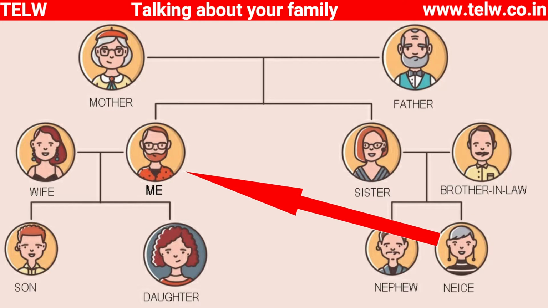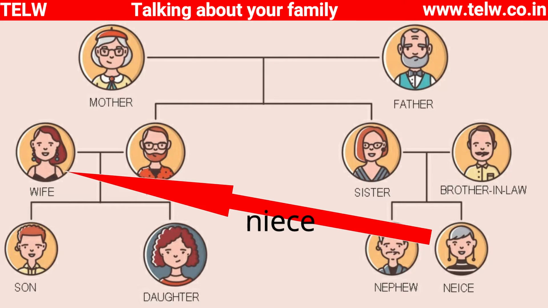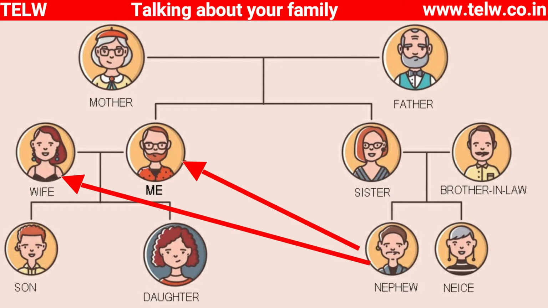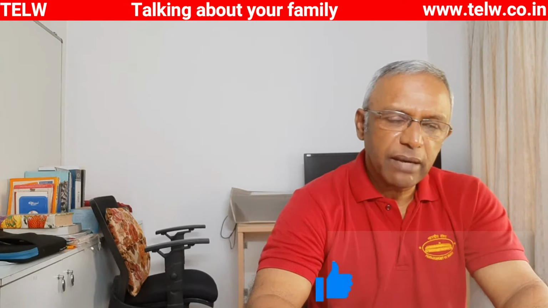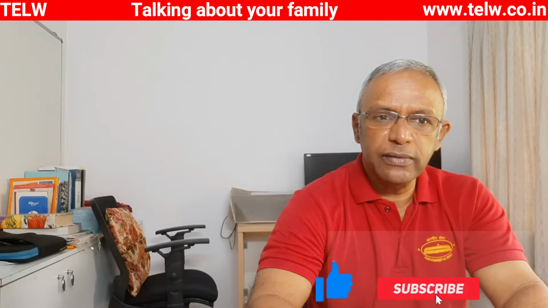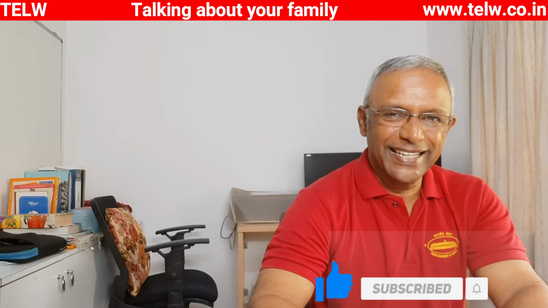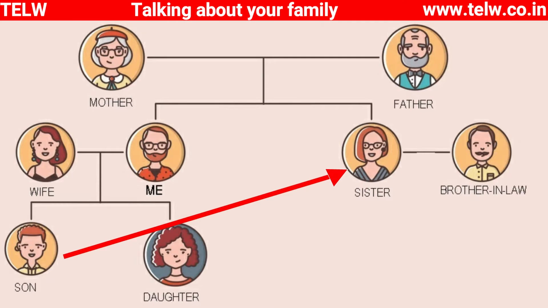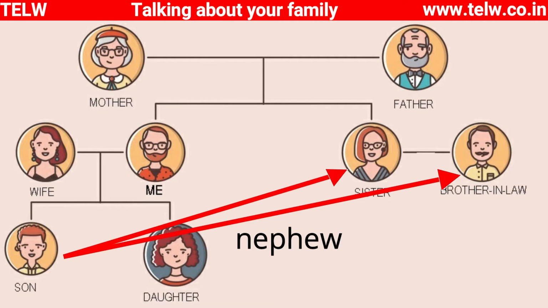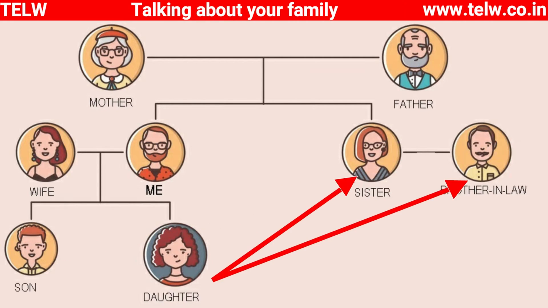My sister's daughter is my niece. She's also my wife's niece. And my sister's son is our nephew. Note the pronunciation, nephew. Some people also say it differently. I prefer nephew. Similarly, my son is my sister's nephew. Of course, my brother-in-law's nephew as well. My daughter is their niece.